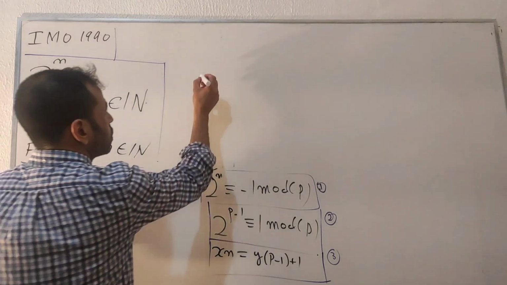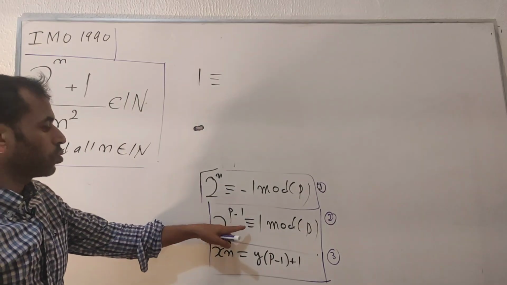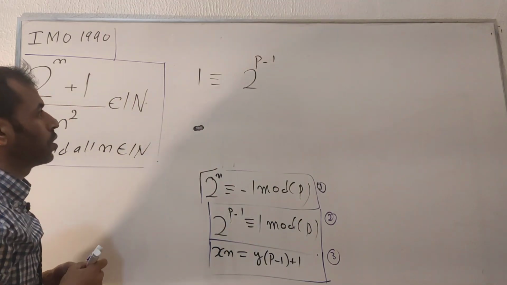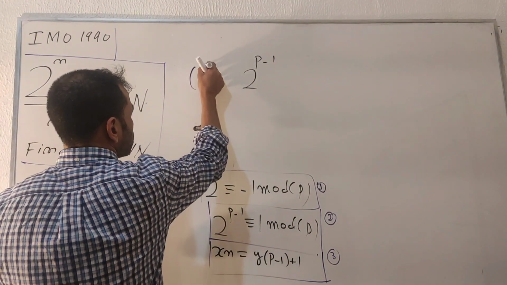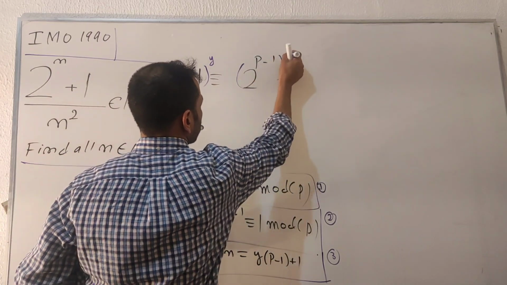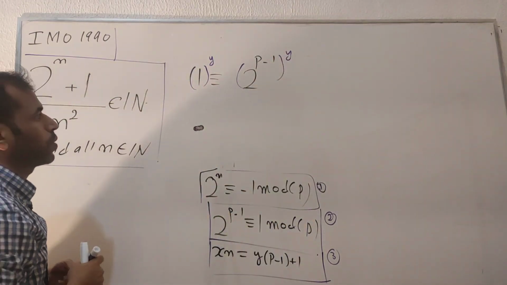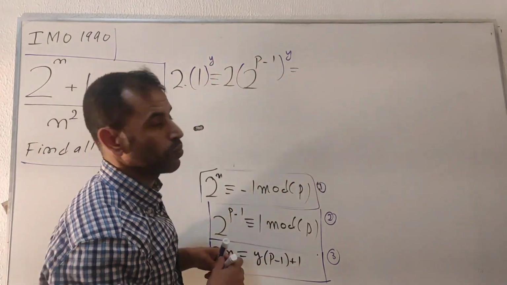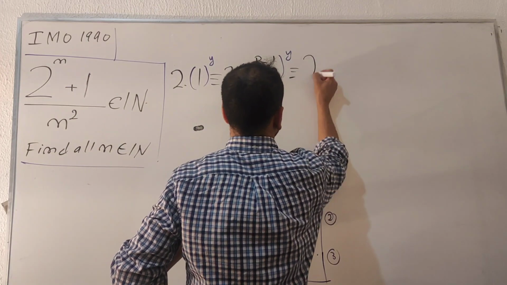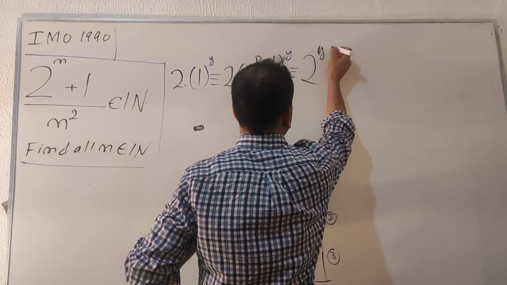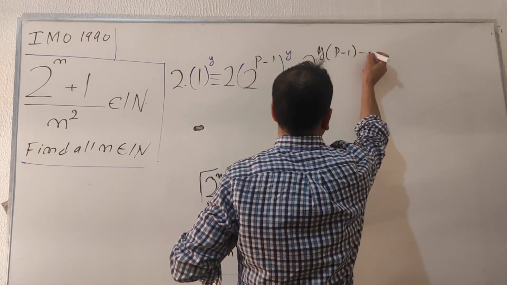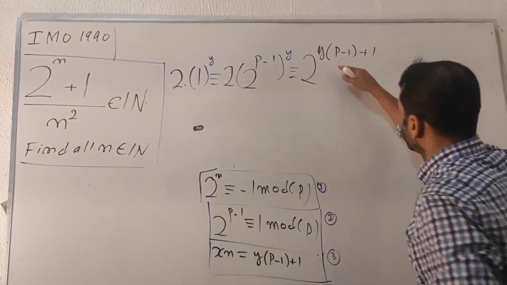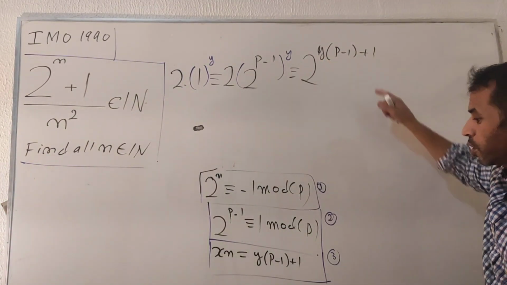Okay, 2 is congruent to 2P minus 1. I'm going to raise both sides to the Y as an exponent. At the same time I'm going to multiply both sides by 2. I'm going to put this as an exponent, so I get here 2 to the Y multiplied by P minus 1 plus 1. Okay, so by the Bezout theorem we have extracted this expression. We get Y multiplied by P minus 1 plus 1 equals XN.